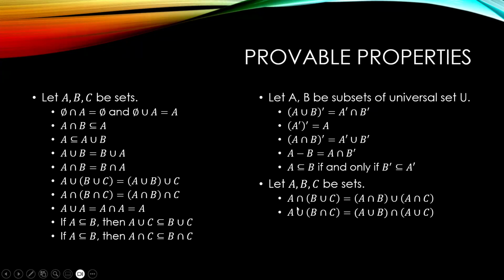And then we also have ways of distributing these things. A intersect (B union C) is equal to (A intersect B) union (A intersect C). A union (B intersect C) is equal to (A union B) intersect (A union C). And these are fun to play with.